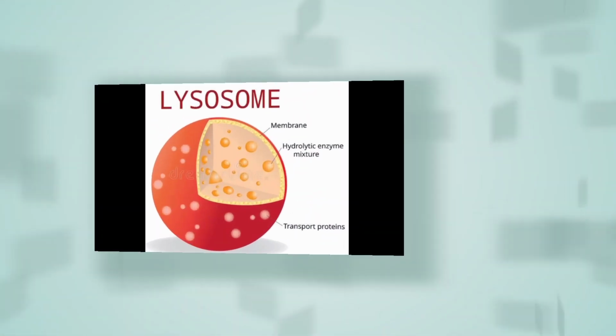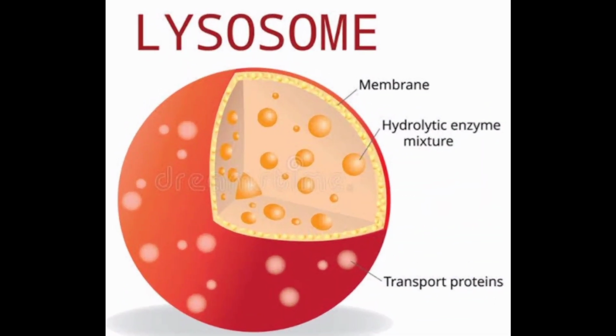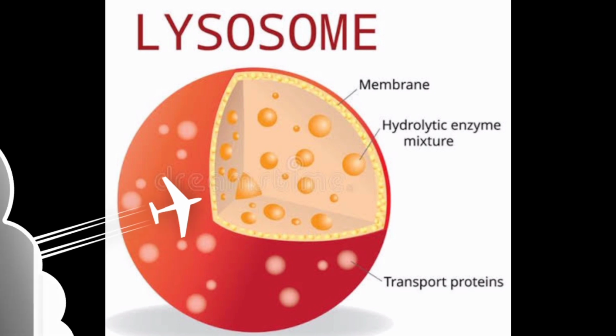Lysosomes are a kind of waste disposal system of the cell. Lysosomes help to keep the cell clean by digesting any foreign materials as well as worn out cell organelles. It is also called the suicidal bag of the cell because when a cell is ill or injured, it bursts and kills the cell, just to clean the body by killing that cell.